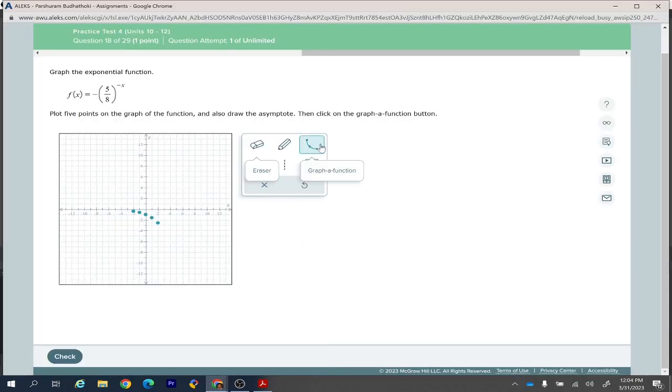Choose the asymptote. It's not a vertical asymptote, it's a horizontal asymptote. Where is that? This is the one. Put it here, and then choose the graph and check it. Great.